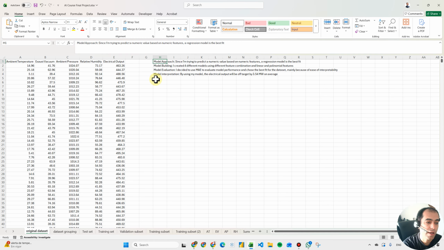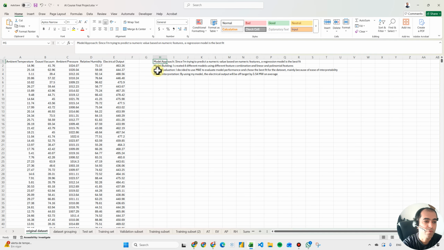For the model building, I ended up using four different models. I know that the test required only two, but I wanted to try different models. So I used a combination of different features and also linear values for the features and also polynomial values for the features.